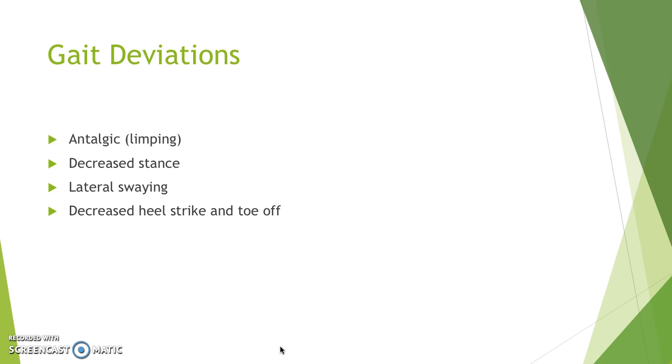You'll also look at gait deviations, which is how they walk. One of the most common ones is antalgic, which simply is limping. You'll see that a lot. You'll have decreased stance, which is taking smaller steps instead of their normal step. You'll see lateral swaying, which means that they're kind of moving their whole body to make themselves walk instead of just using their legs. And then you'll have a decreased heel strike and toe off, which means most of the time when you're walking, you're told heel toe, and a lot of times patients will kind of look like they're stomping their feet instead.